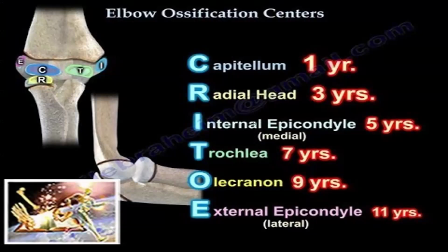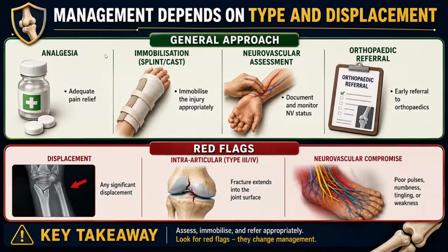So here the management depends on what type and displacement. If type 1 or 2, maybe a back slab, if no displacement. If type 3 or 4 or 5, then surgery, with or without displacement. So what will you give the patient? Analgesia, immobilization, whatever is splint or cast.